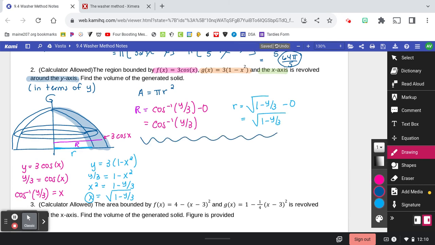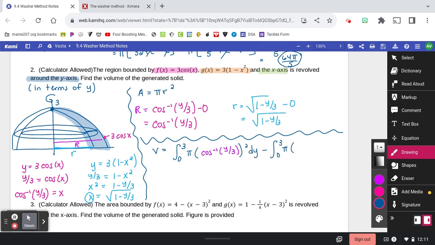Now that I've got my big R and my little r, I can go ahead and set up my volume equation. So my volume is going to be the integral from the lowest y value, which is 0, and if you graph this on your calculator, you can figure out that the highest y value is 3. We're going to do pi times big R squared, which in this problem is cosine inverse of y over 3, squared, dy, minus the integral from 0 to 3 of pi times little r squared dy. In this case, little r is just the square root of 1 minus y over 3.